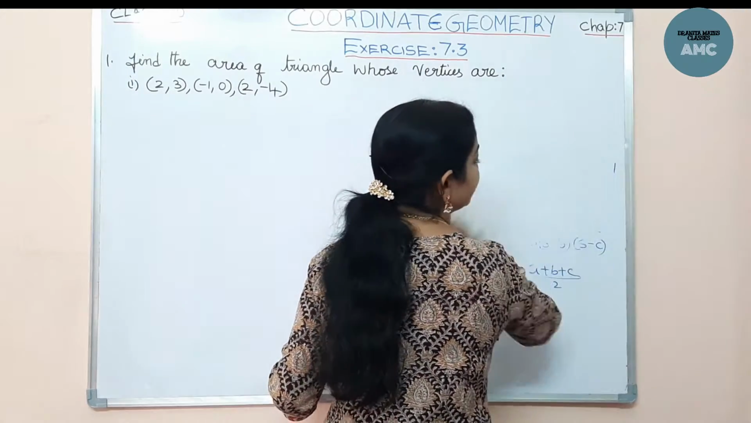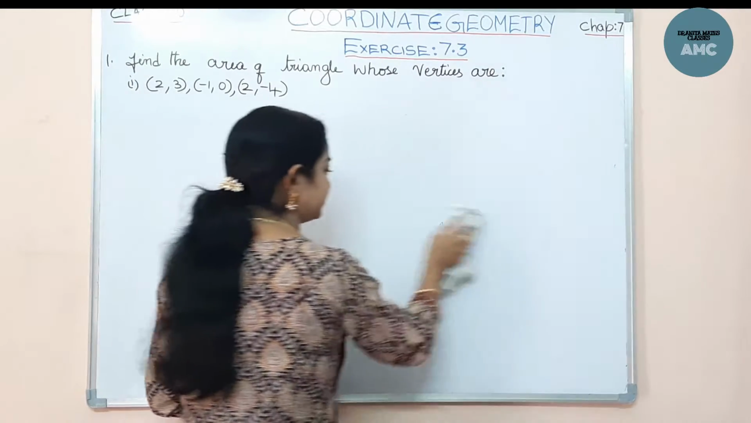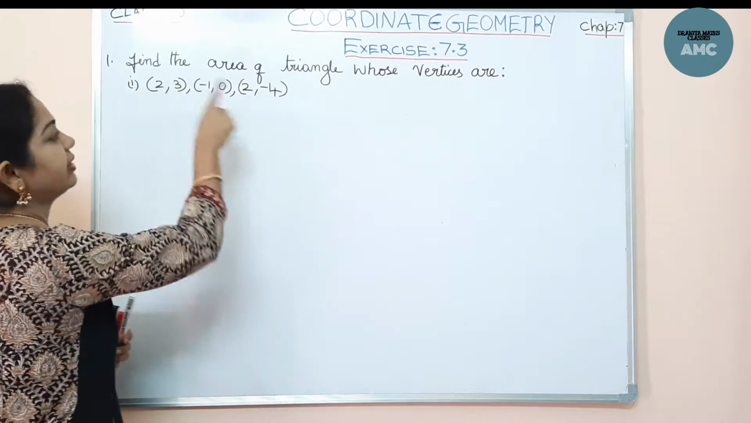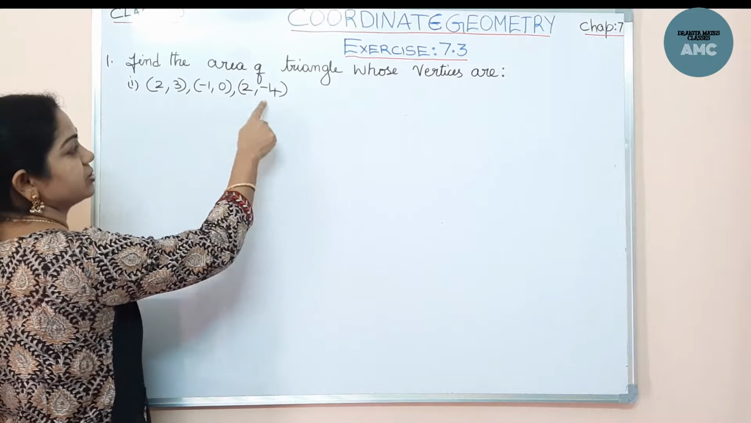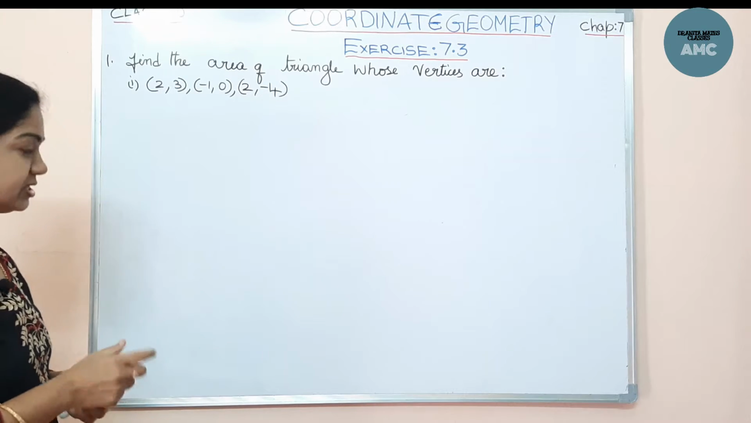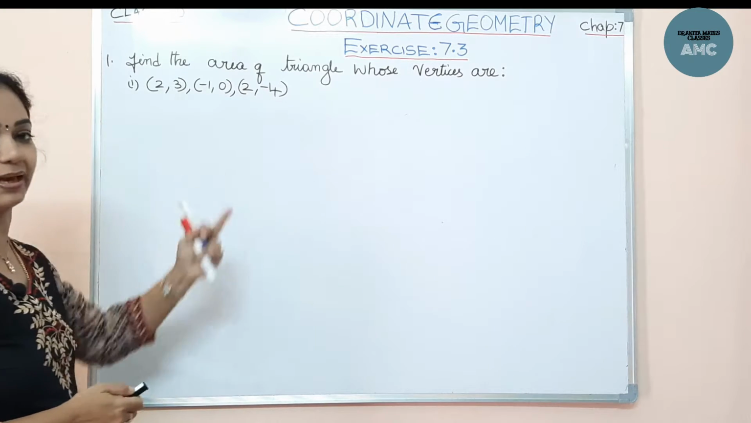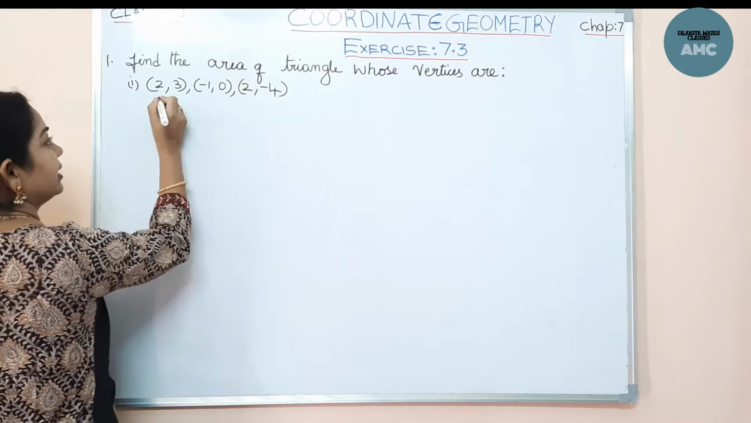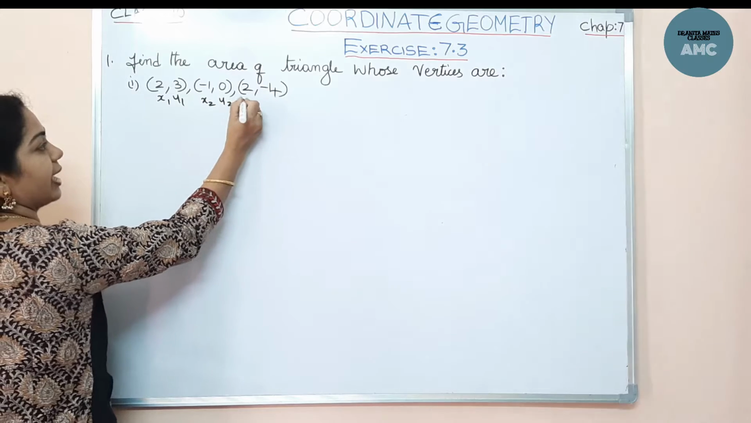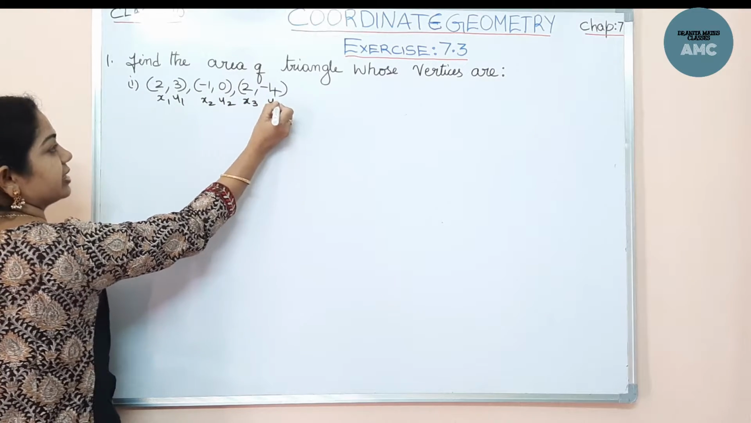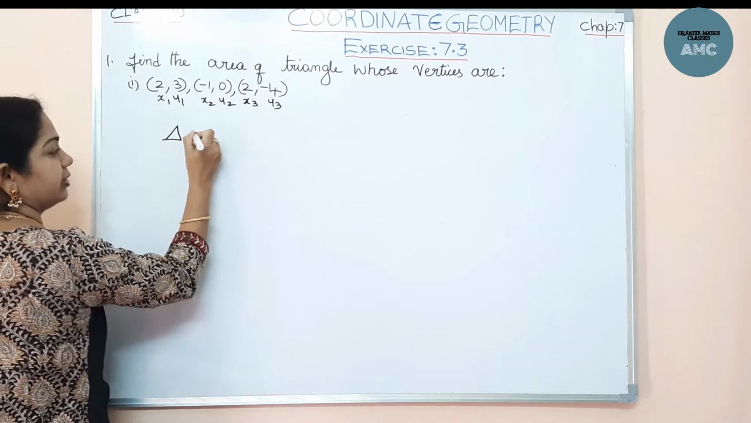Now I have written the first problem on the board for you. See here, find the area of the triangle whose vertices are (2, 3), (minus 1, 0) and (2, minus 4). So just by simply applying the formula we get it. Now let us suppose these as x1 y1, x2 y2 and x3 y3. Right.